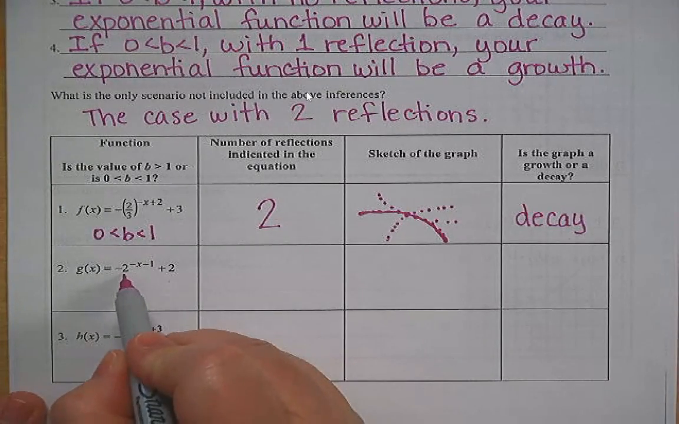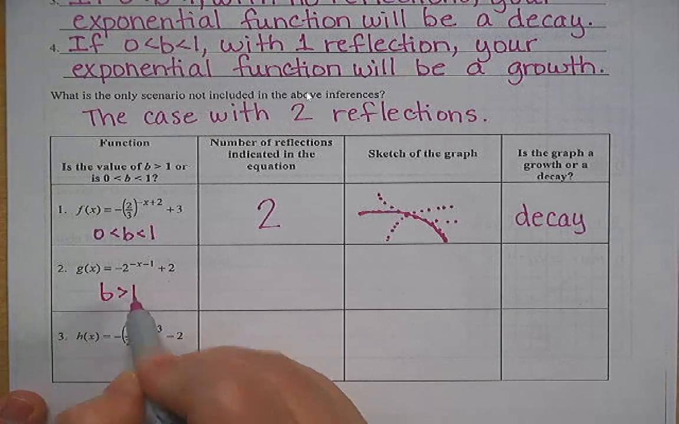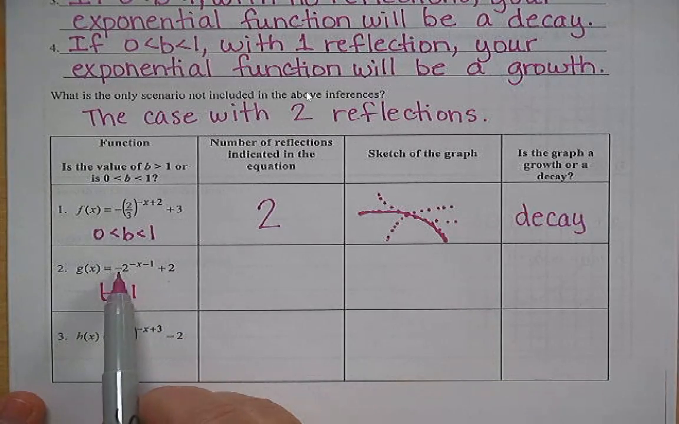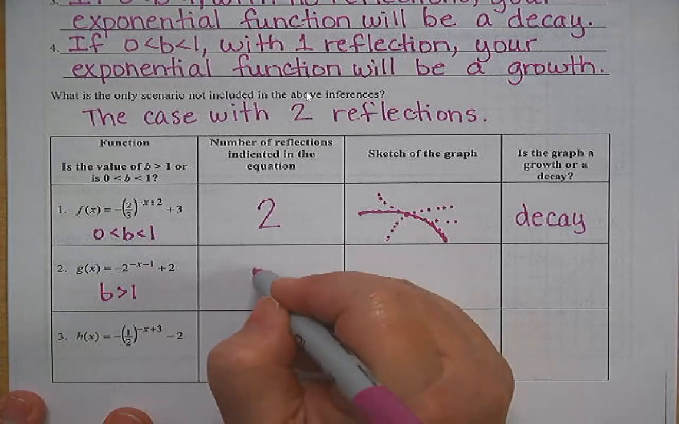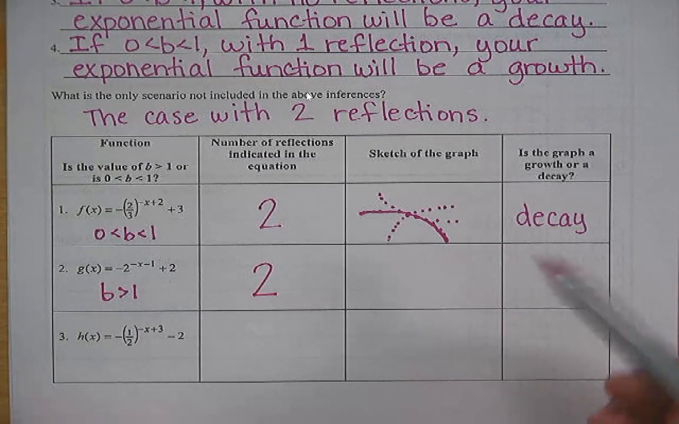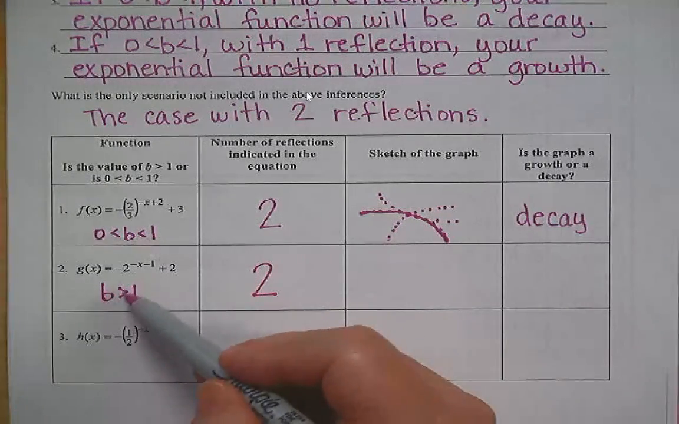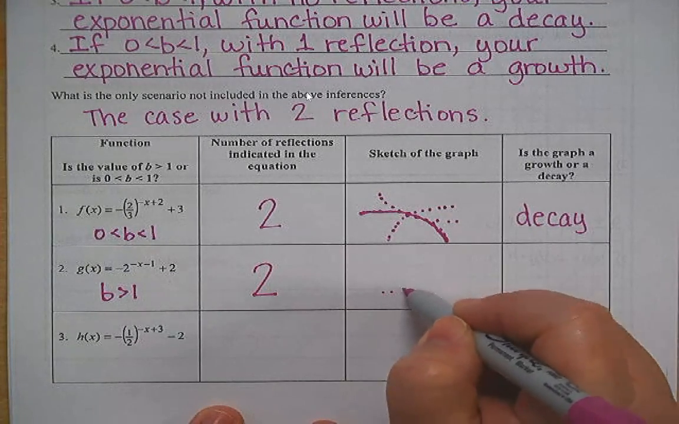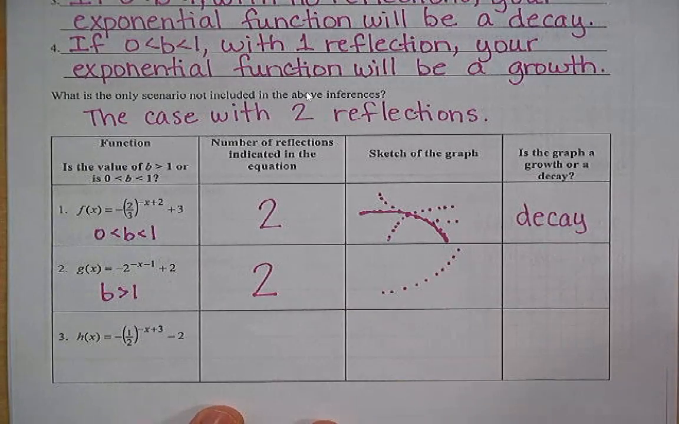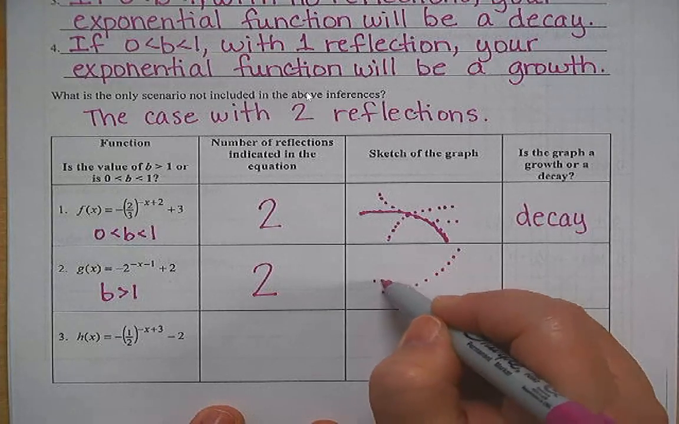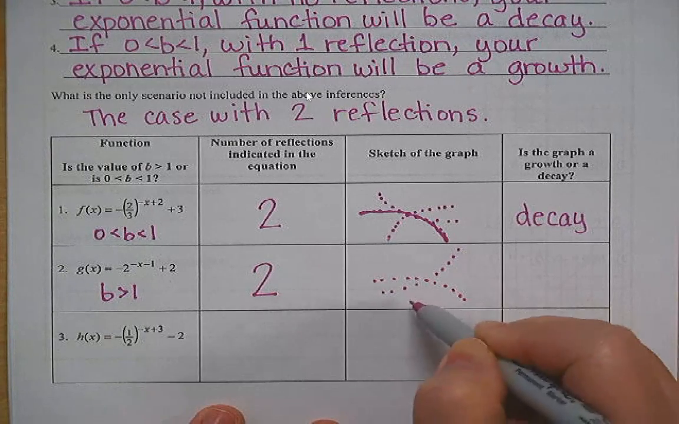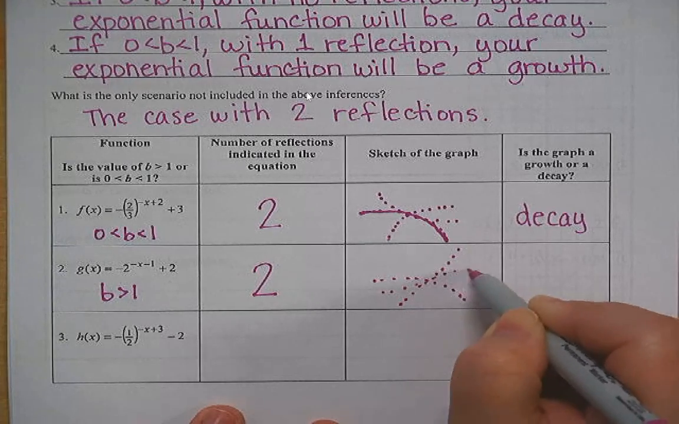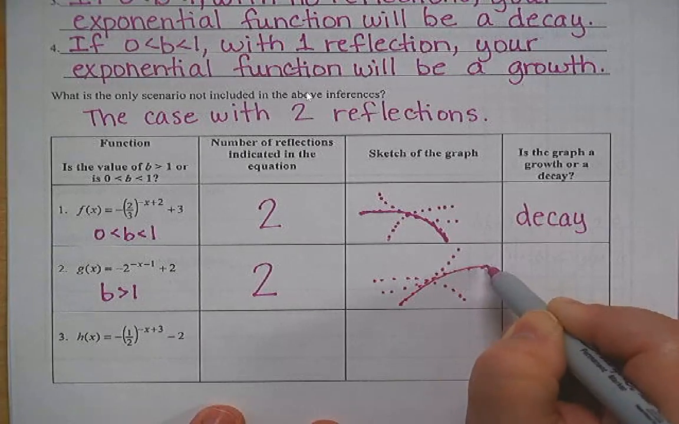Let's look at this one where the B value is 2. So the B value is greater than 1. We have a negative sign, so the A value is a -1. We also have a negative sign in front of X, so we have two reflections. So we're going to have this same scenario, except that we're going to start with B greater than 1. That indicates that we have a growth. But again, if you flip it across the x-axis, it flips upside down. And then if you further flip this across the y-axis, then it's going to turn into a growth.